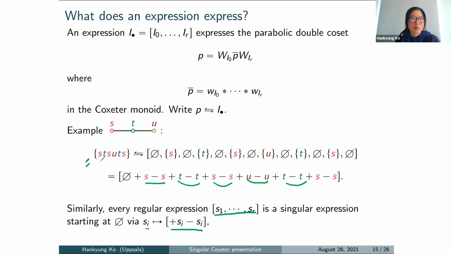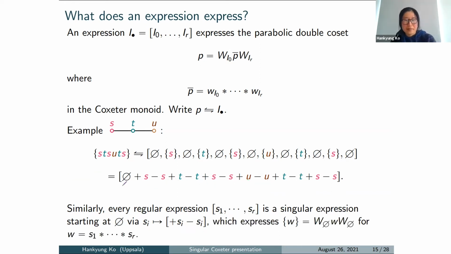So here I wrote it just as a set, but what I mean is that it's a double coset where empty is on the left and STU, SUTS, and empty on the right. So what you get is the double coset consisting of one element, and you take the product in the Coxeter monoid. Here I took an example where it's the same product in the Coxeter group.